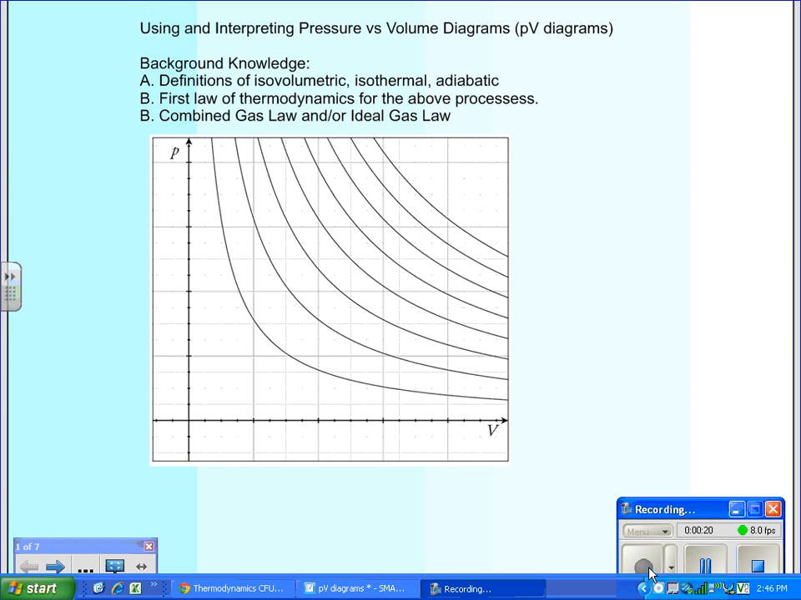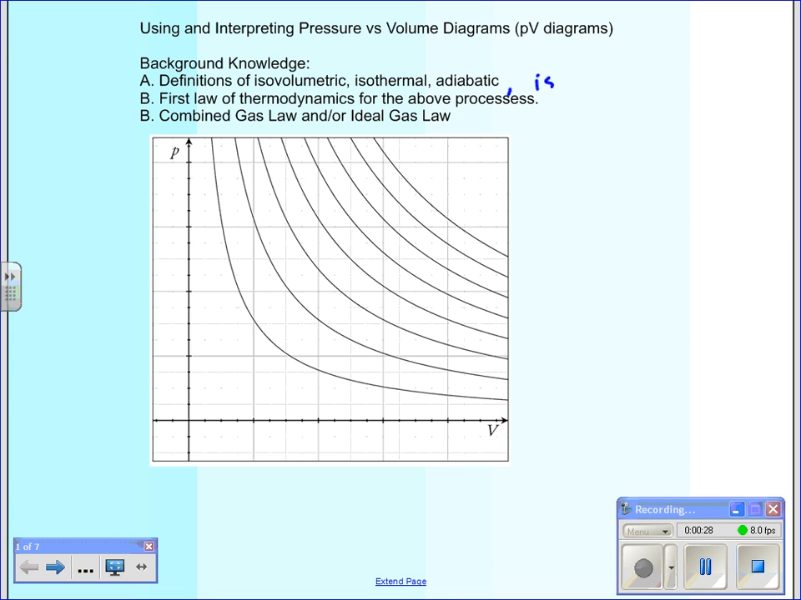What do you need to know going into this? Definitions of isovolumetric, isothermal, and adiabatic. I'm also going to add another one, which will be pretty simple, called isobaric. Baric meaning pressure, like a barometer measures pressure. And the first law of thermodynamics for the above processes. As simple as the first law is, it simplifies even more for those processes.